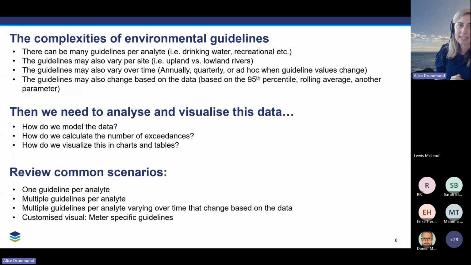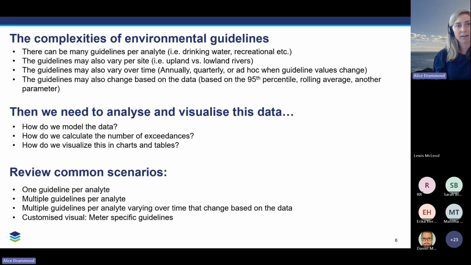The complexities of environmental guidelines are that there could be many guidelines per analyte. So for example, for pH, we could assess it against the drinking water standards or the recreational use. There could be lots of different other guideline descriptions. There could also be guidelines that might vary per site.